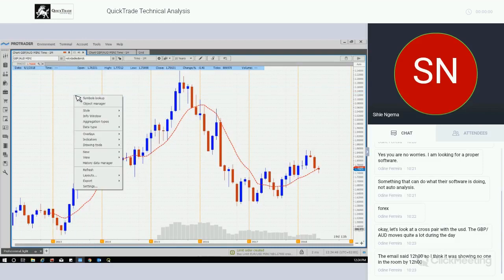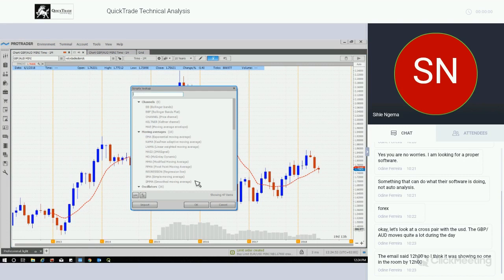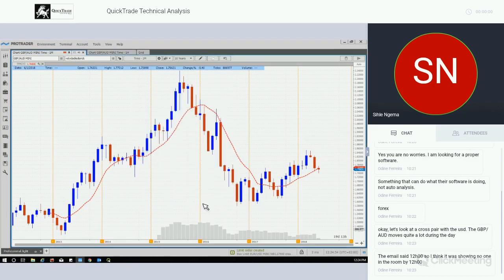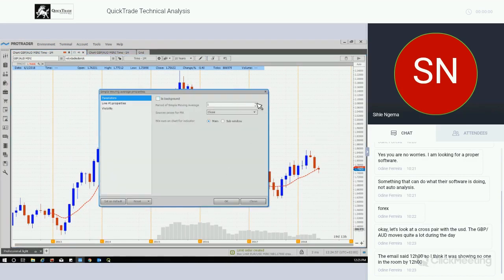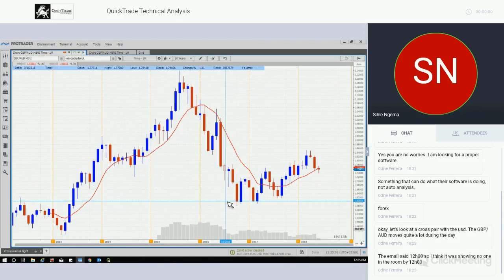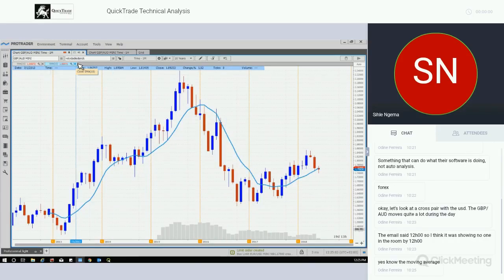If you want to add one, just go to add indicator, and you go to SMA, you click OK. The period is 10. And you move it up to 10. From there, you go okay. Now I have two, but I don't really need two. I was just showing you. Yes, that's the moving average that I use.